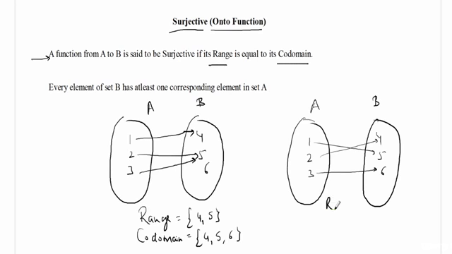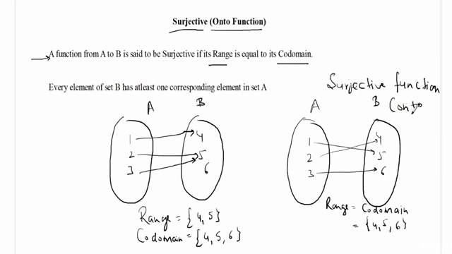While here, the range is equal to the codomain, and both have 4, 5, 6 as the elements. So here you can see that every element of set B has at least one corresponding element in set A. So such a function is called a surjective function, or onto function. Again, it is with respect to set B.